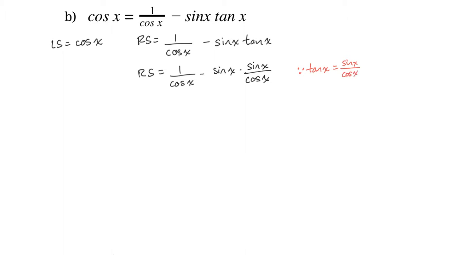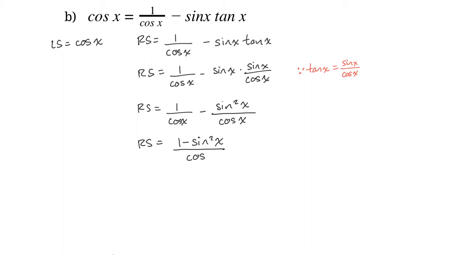So on the right side, we can do this multiplication. So this should just become 1 over cos x minus sine squared x over cos x. And we already have the same denominator. We have a denominator of cos x. So we can rewrite this as 1 minus sine squared x over cos x.